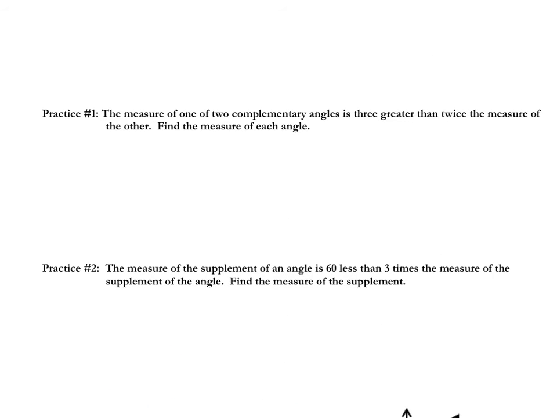So here's just some word problems that we're going to practice with. So it says the measure of one of two complementary angles. So first of all, let's identify that complementary is 90 degrees. Is 3 greater than twice the measure of the other. So the other is going to be x, and then the complement is 3 greater than twice that.